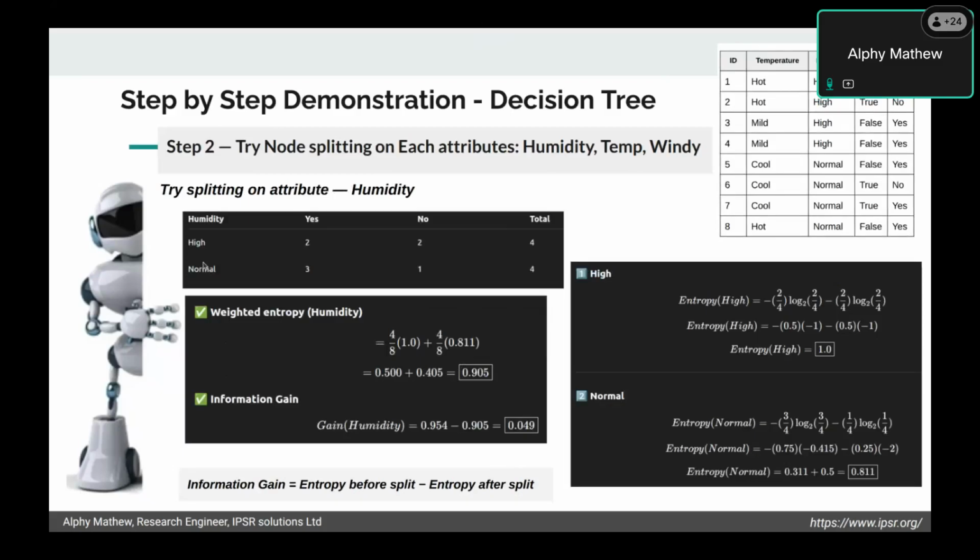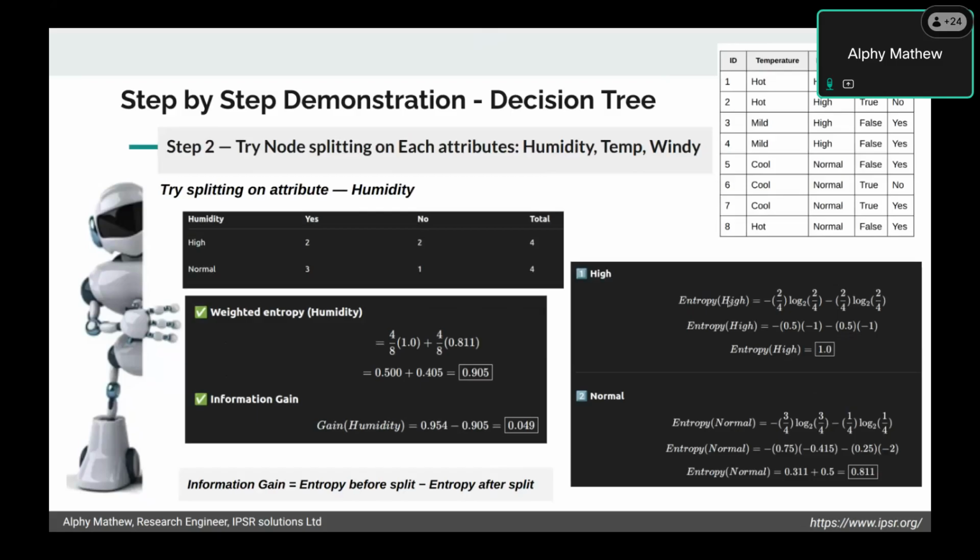You need to count how many high are there in S, then how many high are no, then total high observations, 4. Then how many humidity normal yes are there, how many humidity normal no are there, then how many normal instances are there. We counted it, and there are only 2 groups, because 2 distinct values, high and normal, right?